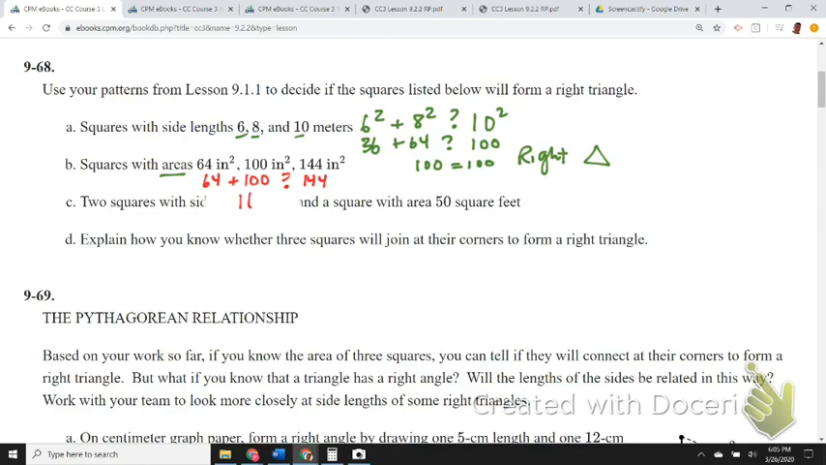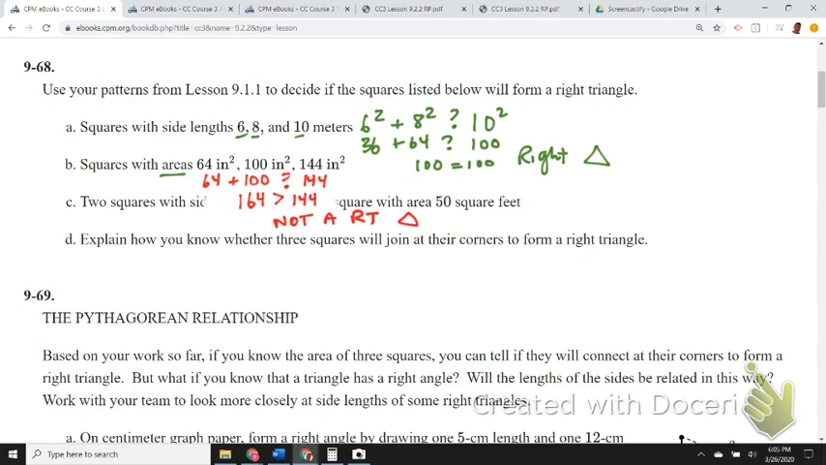64 plus 100 is 164. And 164, we know, is greater than 144. So therefore, it is not a right triangle. Okay. Bonus points if you know what type of triangle that makes. That's going to be an acute triangle. An acute triangle. Okay. All right.